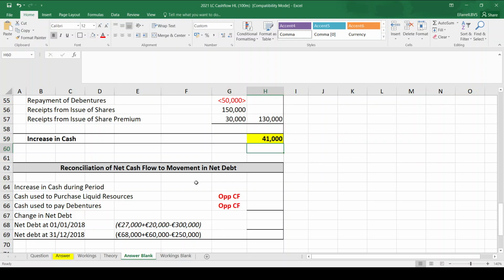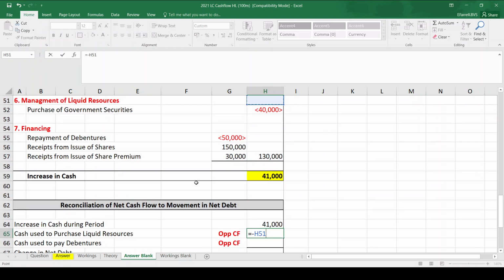Now the last calculation or working is the second reconciliation. It's the reconciliation of net cash flow to movement in net debt. The first figure that's going to go here is my increase in cash in the period. If it was a decrease, I'd call it a decrease and it would be a minus. Then I'm going to put in the cash used to purchase liquid resources. This is just going to be the opposite of what it is in the cash flow. In the cash flow, it's always going to be a minus, so it's going to be a plus here, because we nearly always purchase government securities; you wouldn't sell them. So if it's a minus 40,000 in the cash flow, it's going to be a positive 40,000 here.